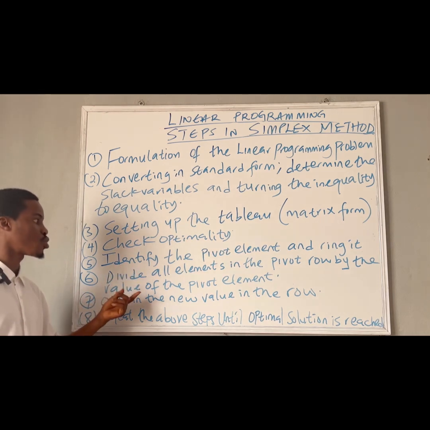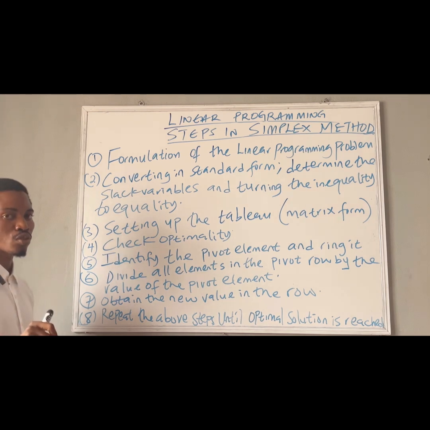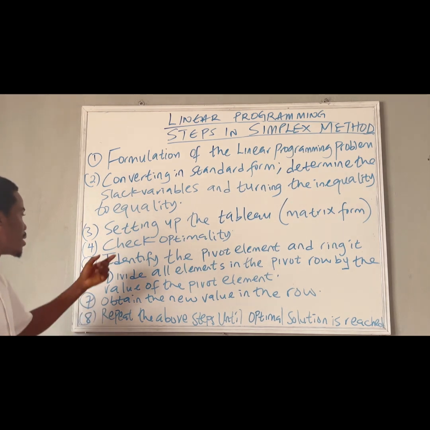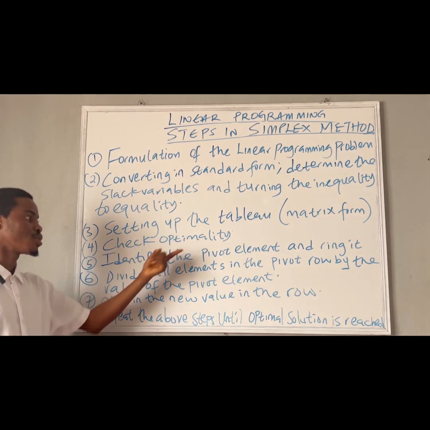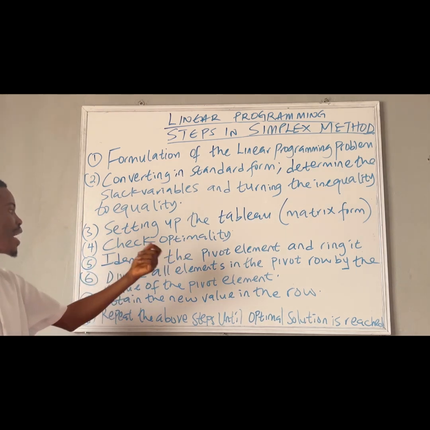After you check the objective function, the highest number in your objective function will be your pivot column. That's what they're saying, check optimality. So when you check the optimality, your next step is to identify the pivot element and ring it.